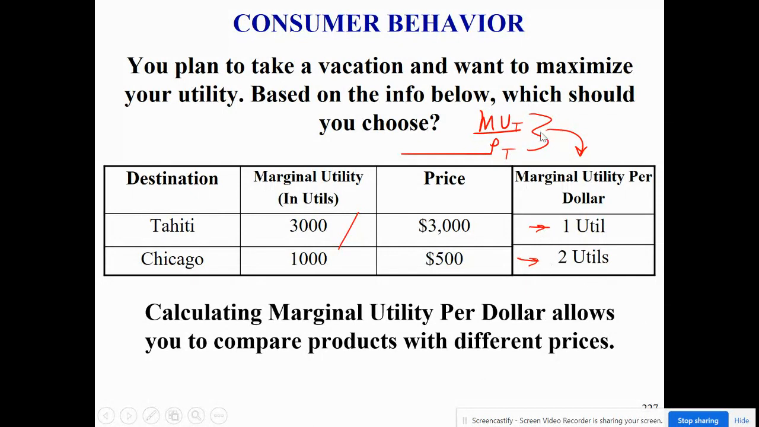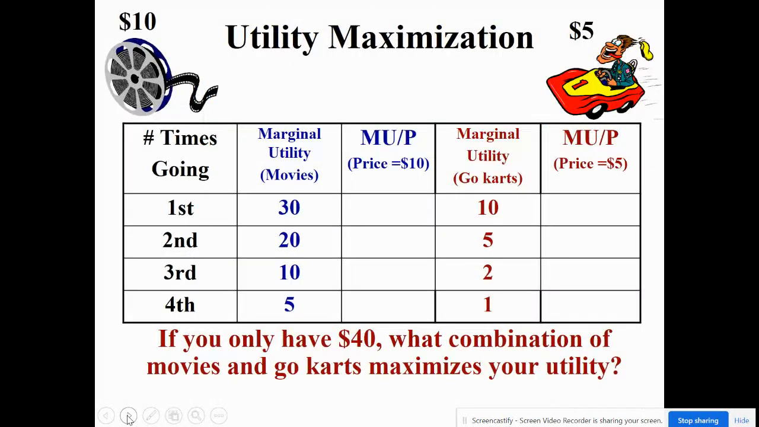So this equation, once again, is really important. This idea of marginal utility over the price gives us the marginal utilities per dollar. So we can see how much satisfaction per dollar we're getting for each unit that we are willing to buy.